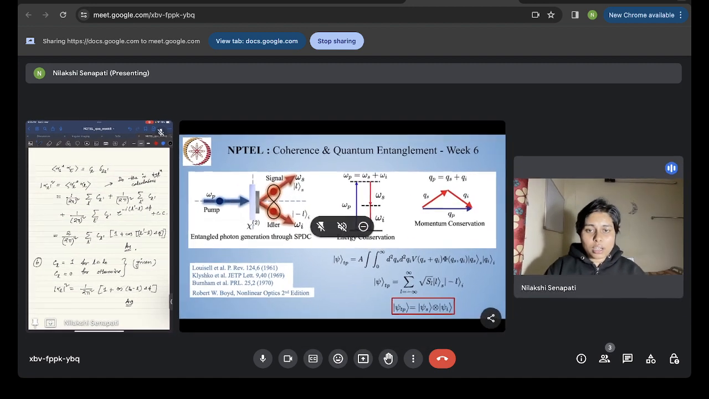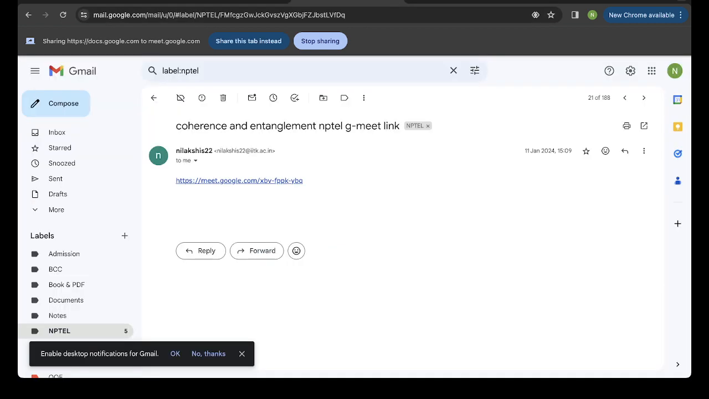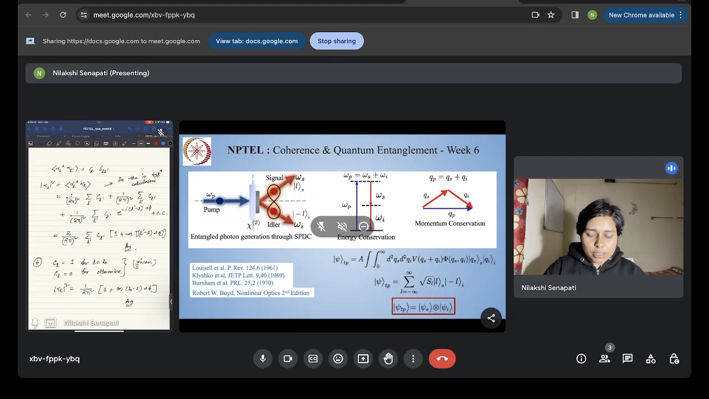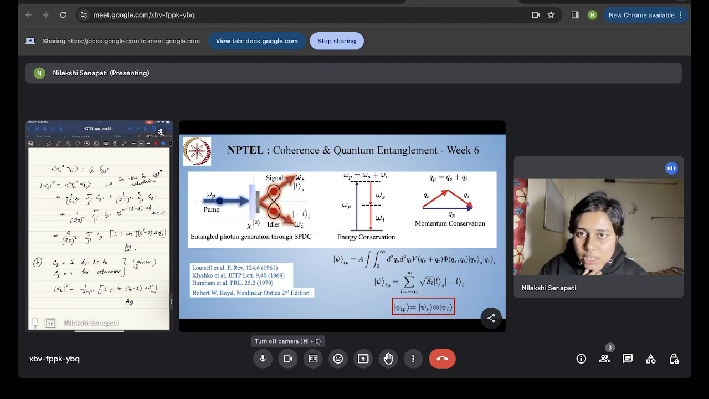Okay, so I will now explain this with this figure. But before that, let me drink some water. I'm feeling itchy and uncomfortable. So I will resume in 2 minutes.